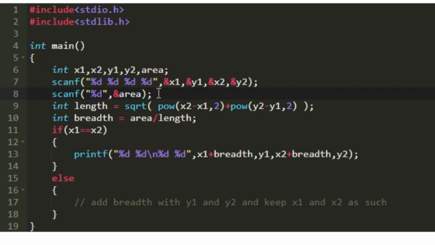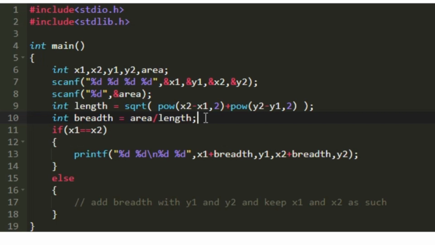Now we have to calculate the distance between the 2 points. The distance between the 2 points is nothing but the length of the rectangle. So I am creating a new variable named length and I am storing the length. The length will be calculated using the formula square root of (x2 minus x1) the whole square plus (y2 minus y1) the whole square. The length value will be stored into this variable. Now we know the area of the rectangle and the length of the rectangle, so using that we can calculate the breadth. The breadth will be area by length. Now we know all the values, length, area and breadth, but we will be using only the breadth value.